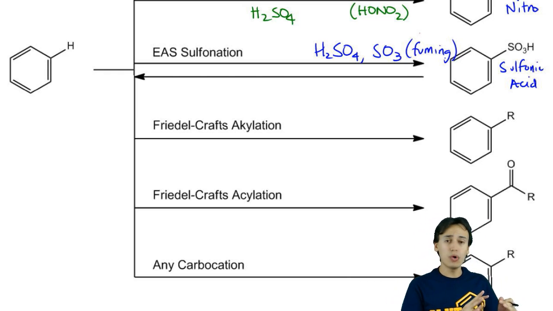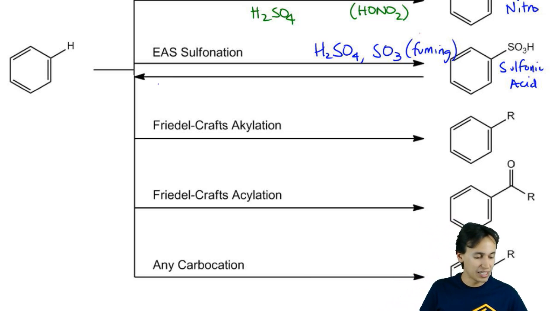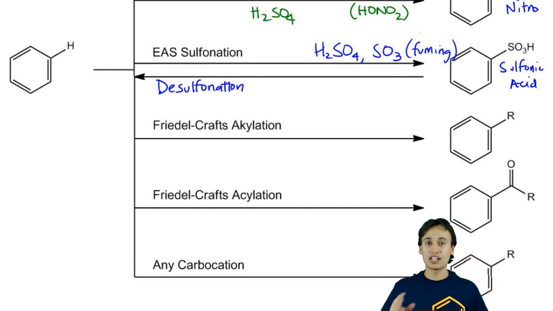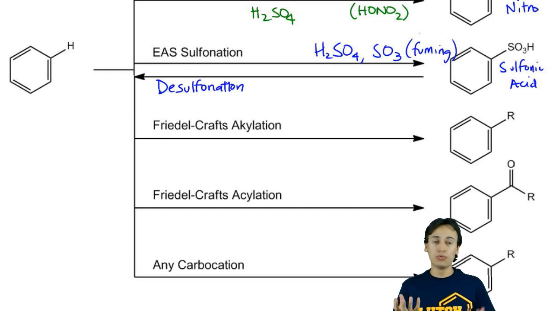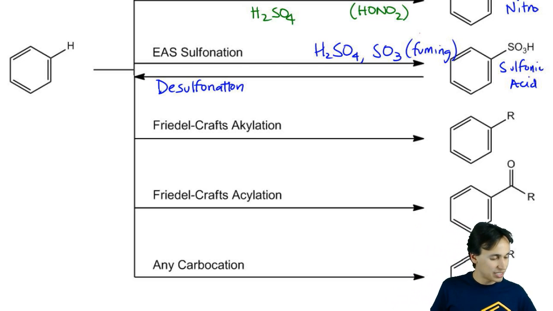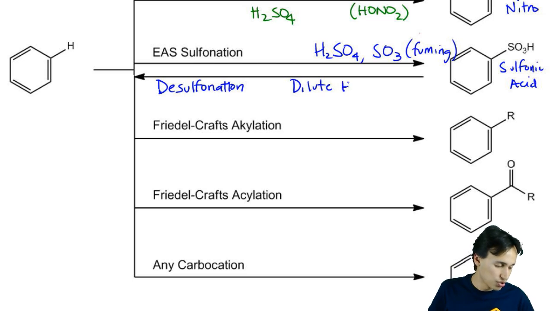Now, when you want to reverse it, if you want to go in the reverse reaction, that would actually be called a desulfonation, okay, or EAS desulfonation. And to desulfonate, it's actually even easier. You're just going to use a dilute form of the acid. So you might see it written as dilute H2SO4.